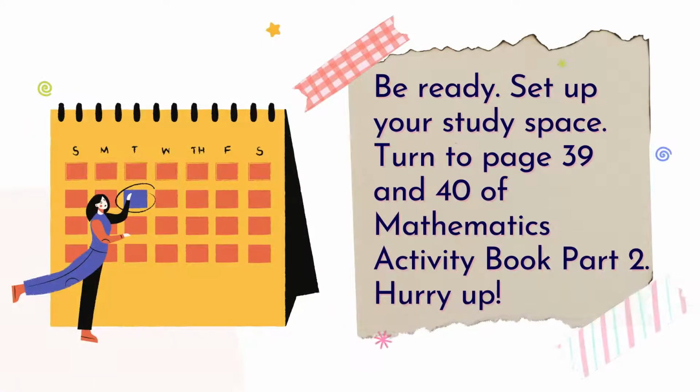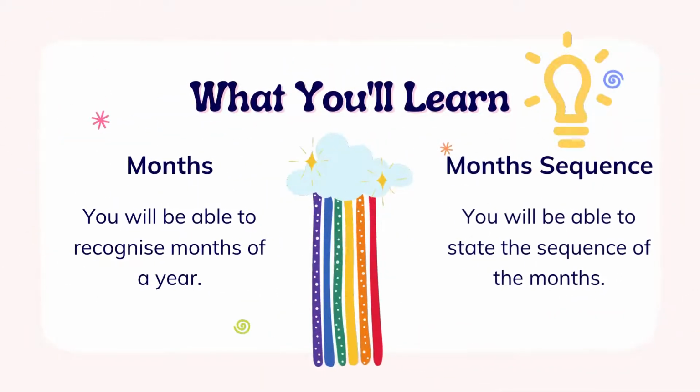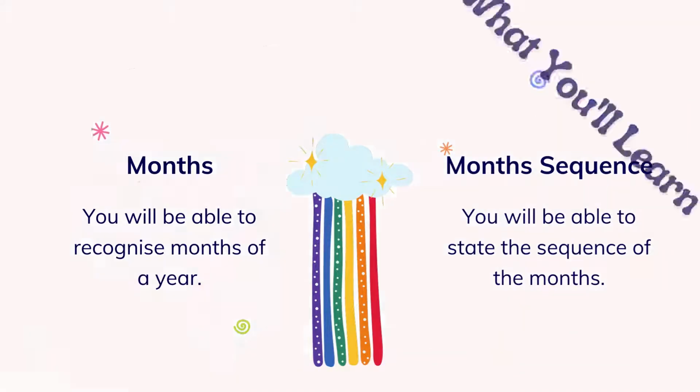Set up your study space. Prepare your Mathematics Activity Book Part 2 and turn to page 39 and 40 of your book. Hurry up, turn to page 39 and 40 of Mathematics Activity Book Part 2. For today, you will learn about months and months sequence. You will be able to recognize months of a year. Next, you will be able to state the sequence of the months.